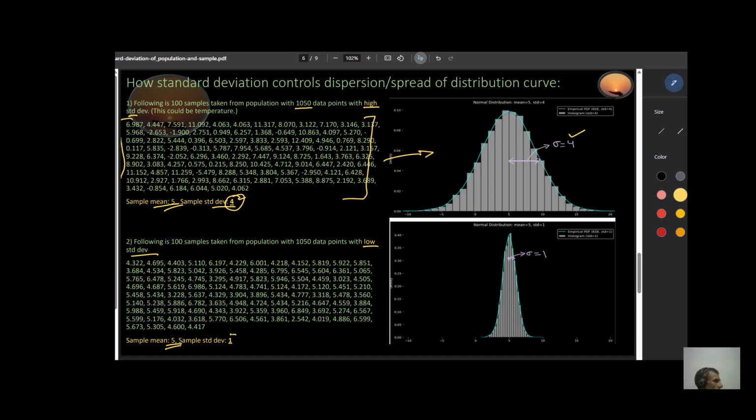But look, my standard deviation is 1. So if my standard deviation went from 4 to 1, look at your curve right here. This is my distribution curve, and as you can see, your distribution curve actually went like this. Your standard deviation is low, so there is almost like a spike over there. So your spread has become smaller. This one has a high spread, and this one right here has a low spread.